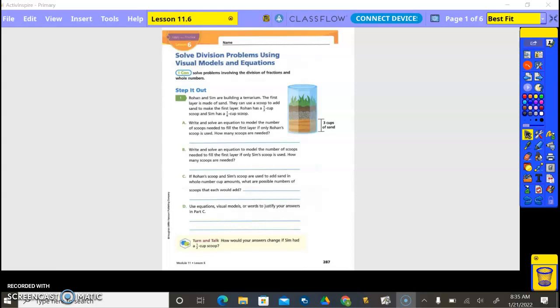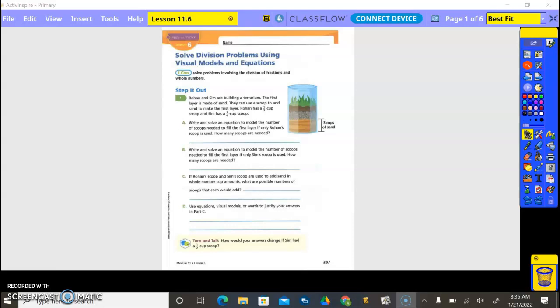Rowan and Sim are building a terrarium. The first layer is made of sand. They can use a scoop to add sand to make the first layer. Rowan has a 1/3 cup scoop and Sim has a 1/4 cup scoop. Write and solve an equation to model the number of scoops needed to fill the first layer if only Rowan's scoop is used. How many scoops are needed?